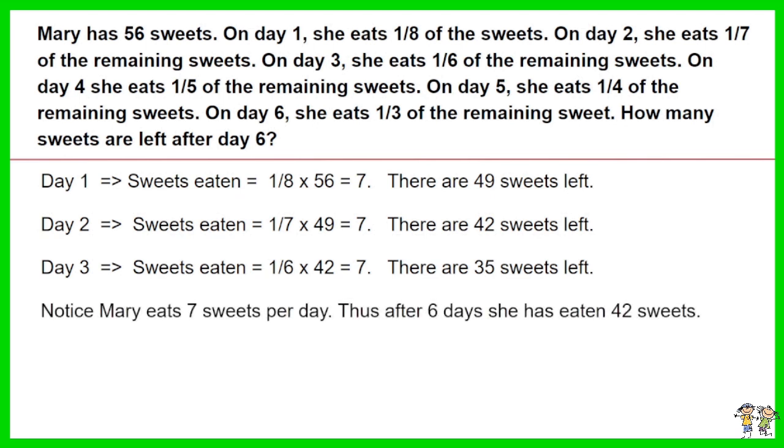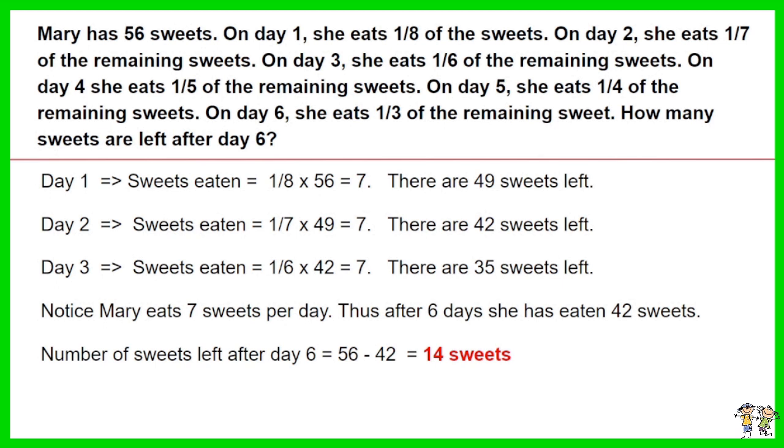Notice Mary eats 7 sweets per day. Thus after 6 days she has eaten 42 sweets. Hence the number of sweets left after day 6 equals 56 minus 42. The answer is 14 sweets.